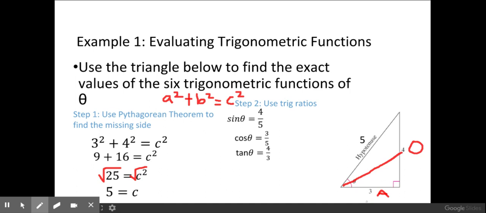And then we do the reciprocals. For cosecant, we flip sine. For secant, we flip cosine. And for cotangent, we flip tangent. I like to do it in this order and also set it up like this, with these 3 on this side and the reciprocals on the other side. That way you match up which ones you have to flip.